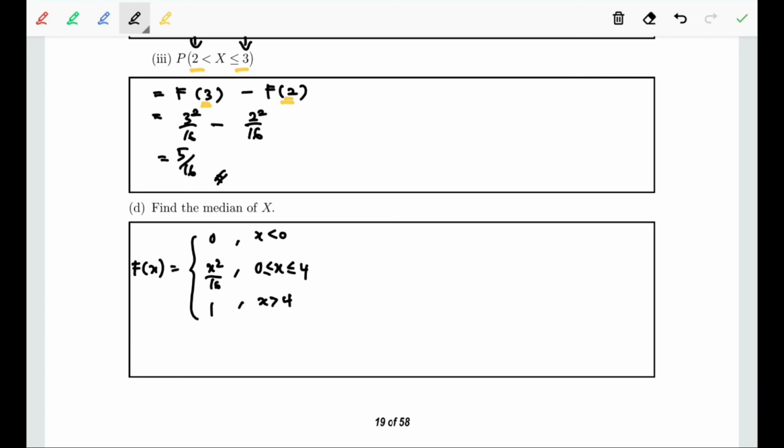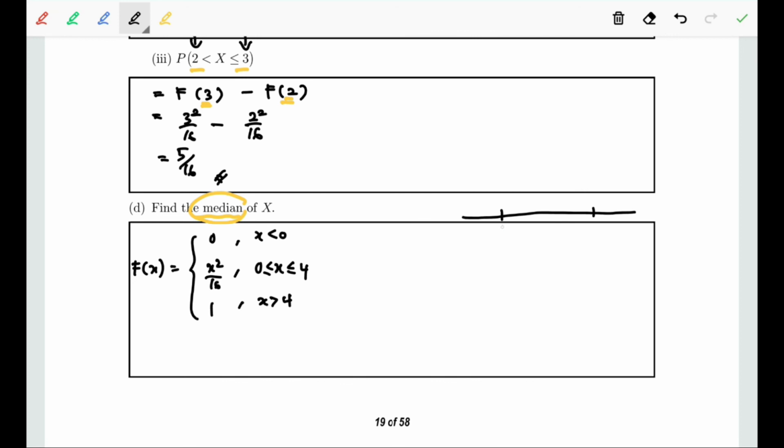Okay, lastly, we are going to proceed with the last part for this example, which is to find the median. When it comes to median, everyone should understand that this is the half. So what half for this question? We should know the total area for the continuous random variable. I just copy down the function here.